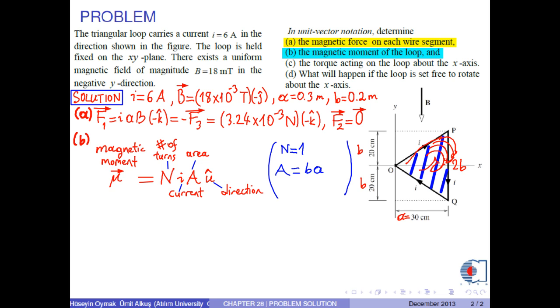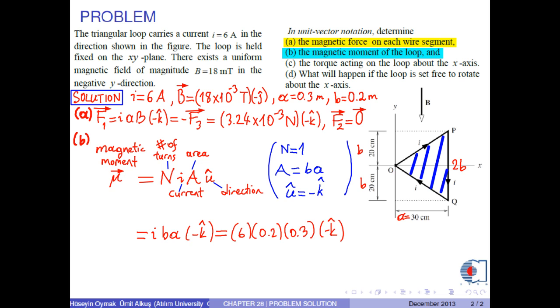Finally, the direction is determined by the right-hand rule. Therefore, it is negative k hat. With these expressions, magnetic moment is I times B times A negative k hat. We know the numerical values. Therefore, the magnetic moment has the magnitude 0.63 amperes meter squared and the direction negative k hat.